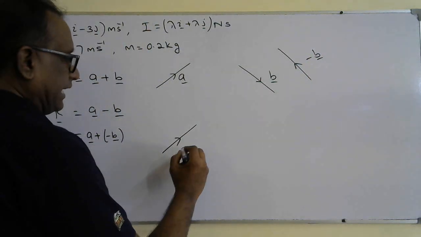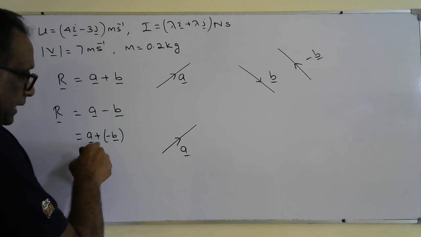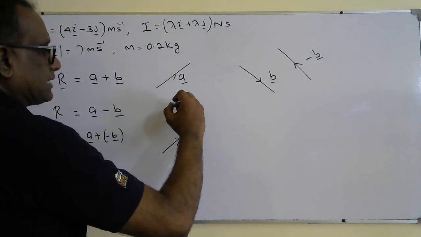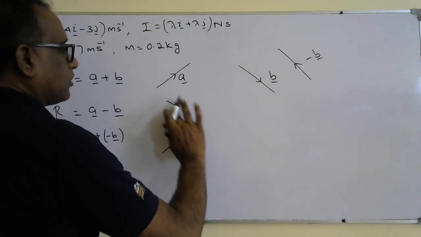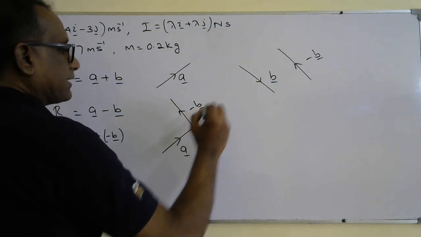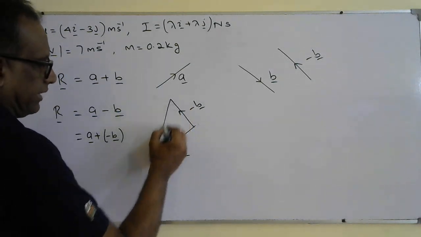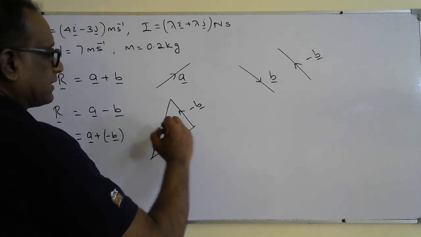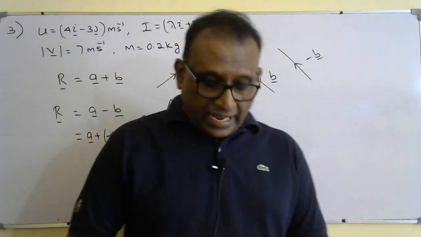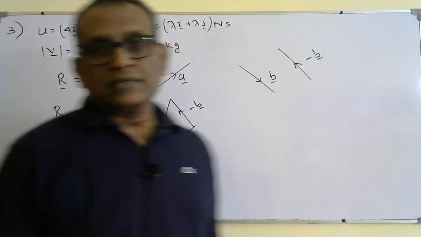So draw the vector A first. Then plus minus B. Minus B is this direction. So from the end of A, draw the minus B, parallel to that. This is the minus B vector. Then connect the initial point and the final point. You will get the final vector. This is the R vector. Okay, so we are going to follow that idea in this second method.